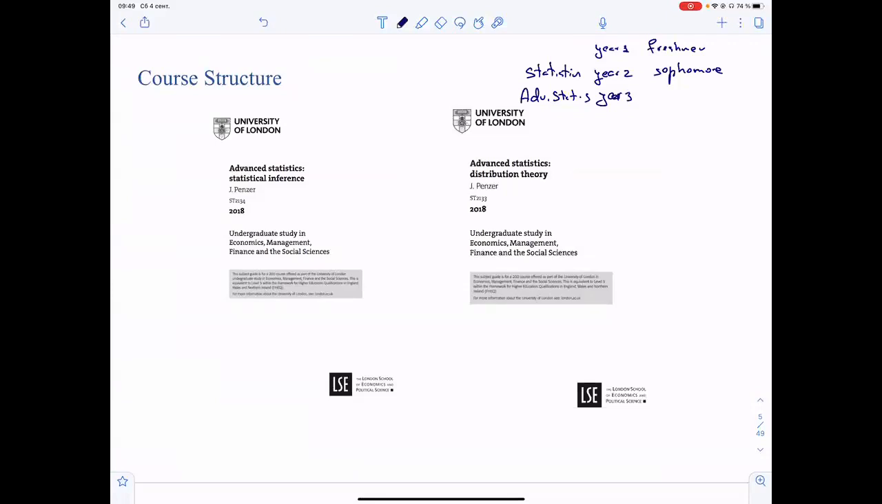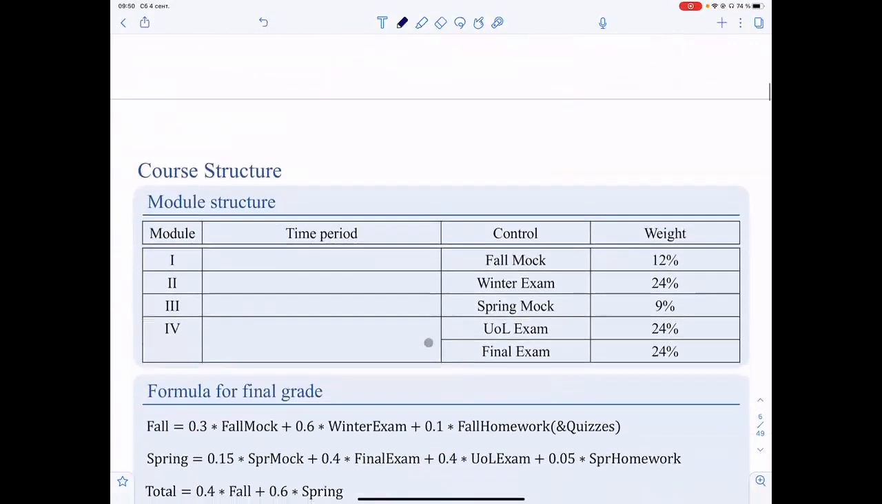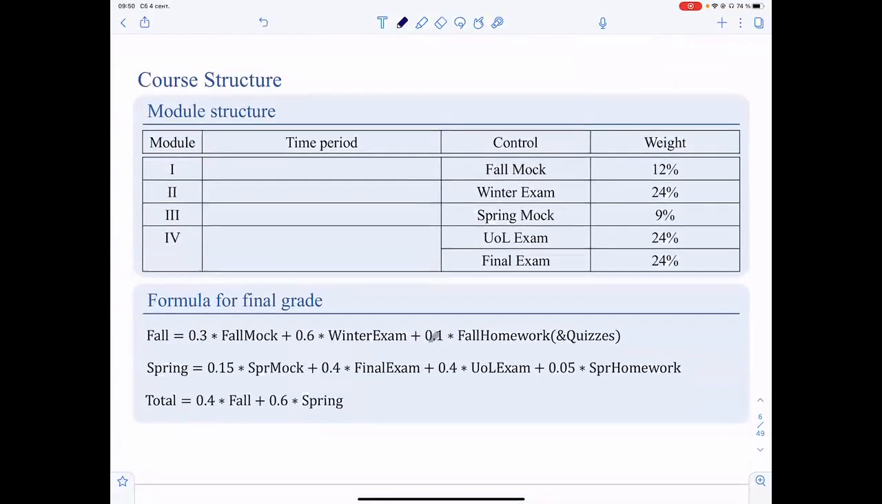The only difference is the distributions and slightly more advanced definitions of features and characteristics of the probability distributions. We'll get into that. Now let's speak about the final grade.